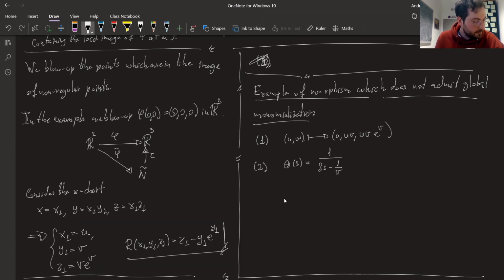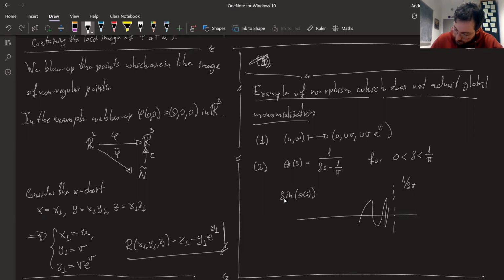Let me just write delta, some number which is small, positive. Over pi. And the idea from this function is that what we actually want to consider is the sine of it or the cosine of it, both of them actually. Which is going to give us something that at 1 over delta pi, we are going to accumulate, right? We're going to have something like this, as usual.